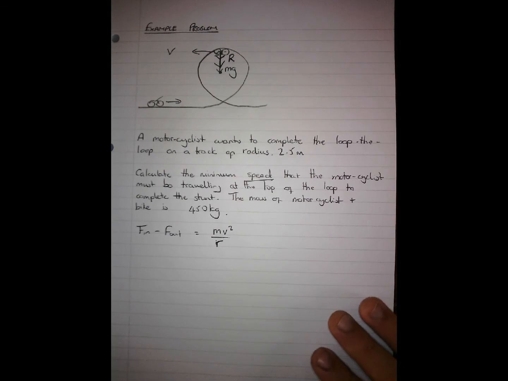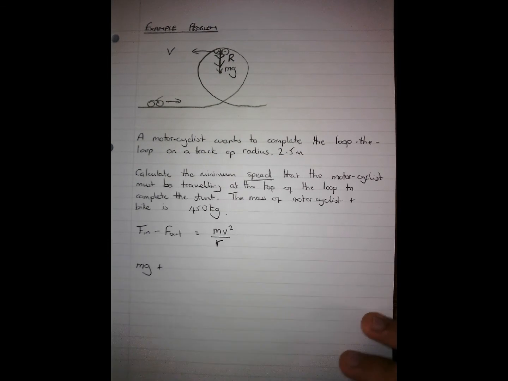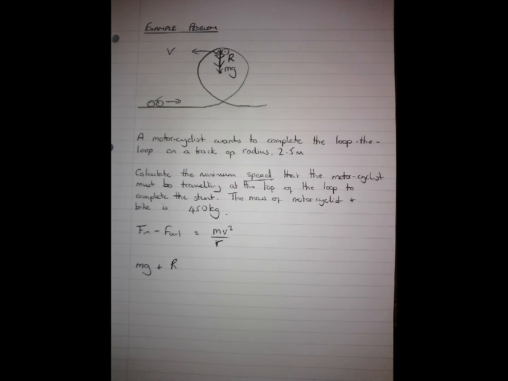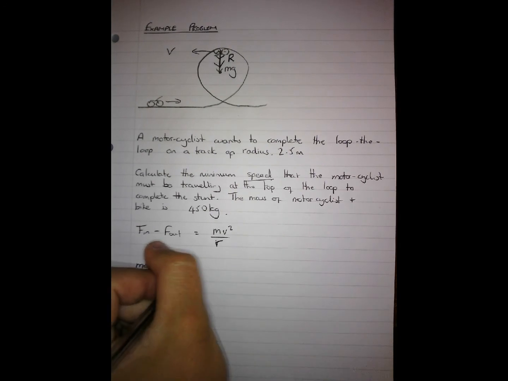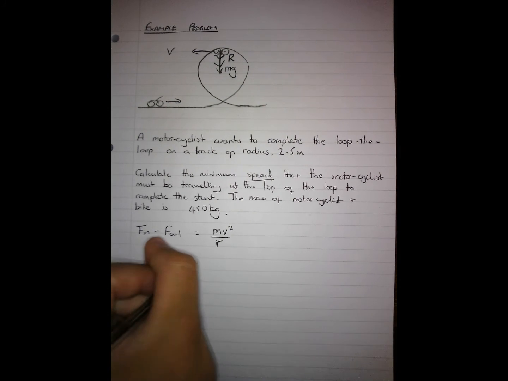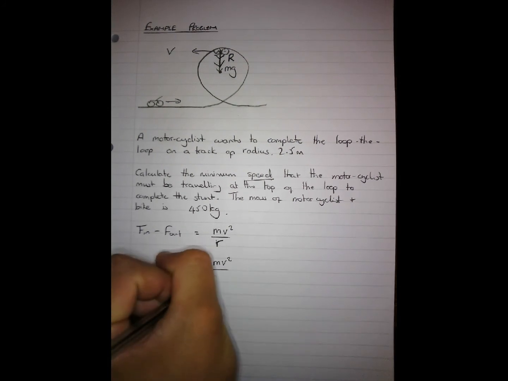We then look at the force in. What are the forces acting in? We've got the weight, mg, plus the reaction force from the track on the motorcycle, R, minus the forces out. What are the forces acting out? There aren't any, so that term's not going to exist, and that's going to be equal to mv squared over r.